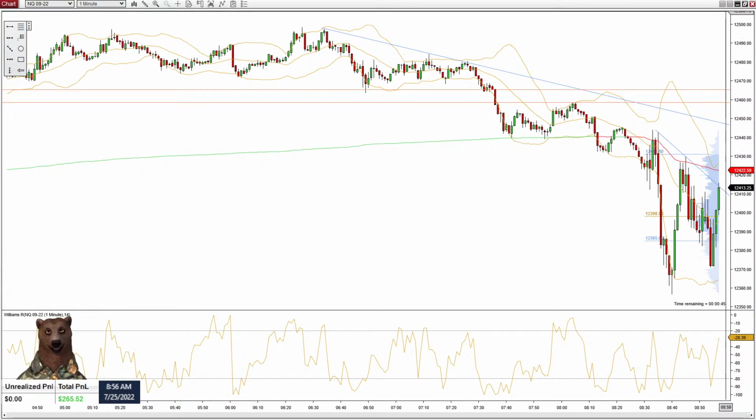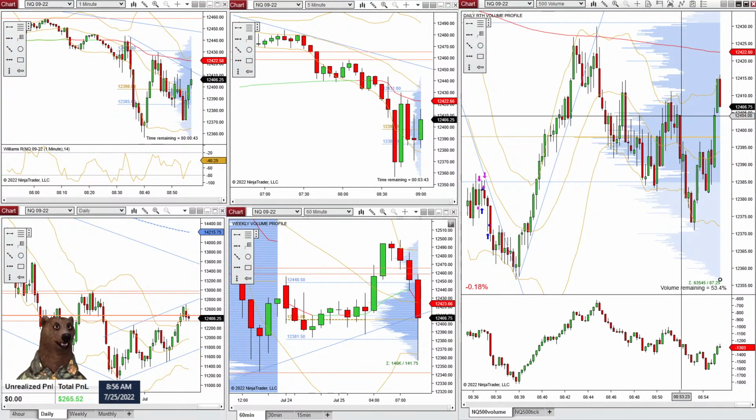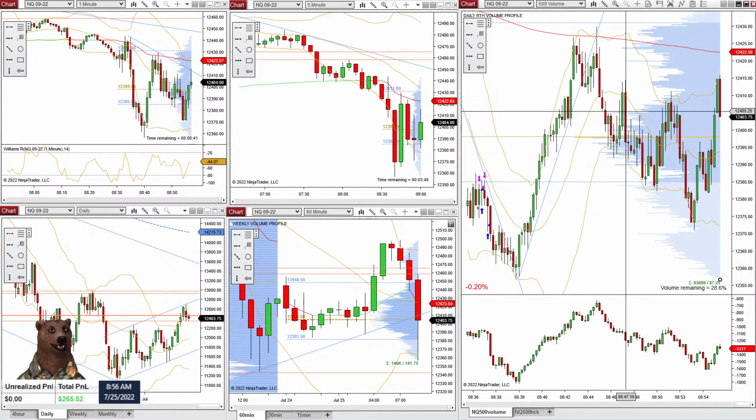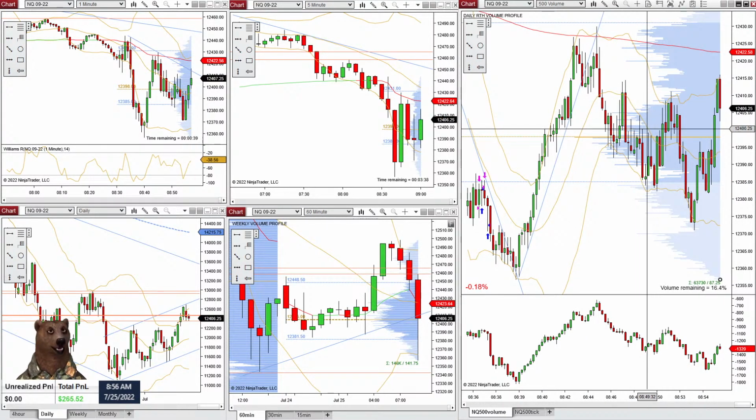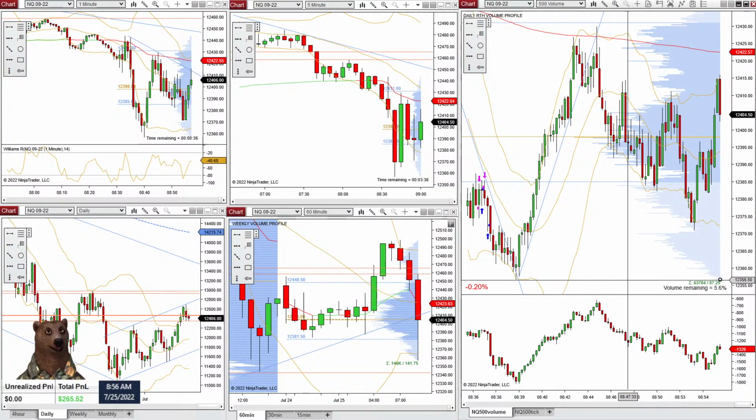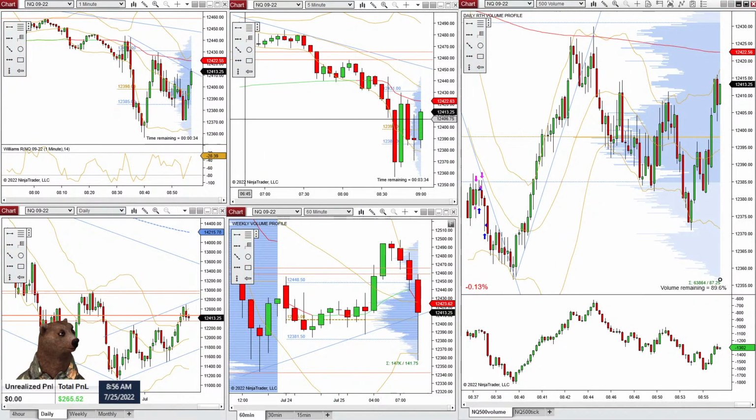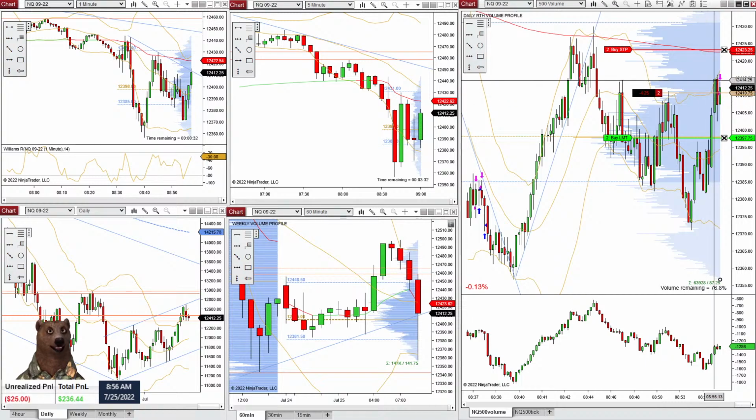So now it's popping up to that level we were looking at to possibly short it. Didn't get slow trigger fingers here. I might try to take a short up here.